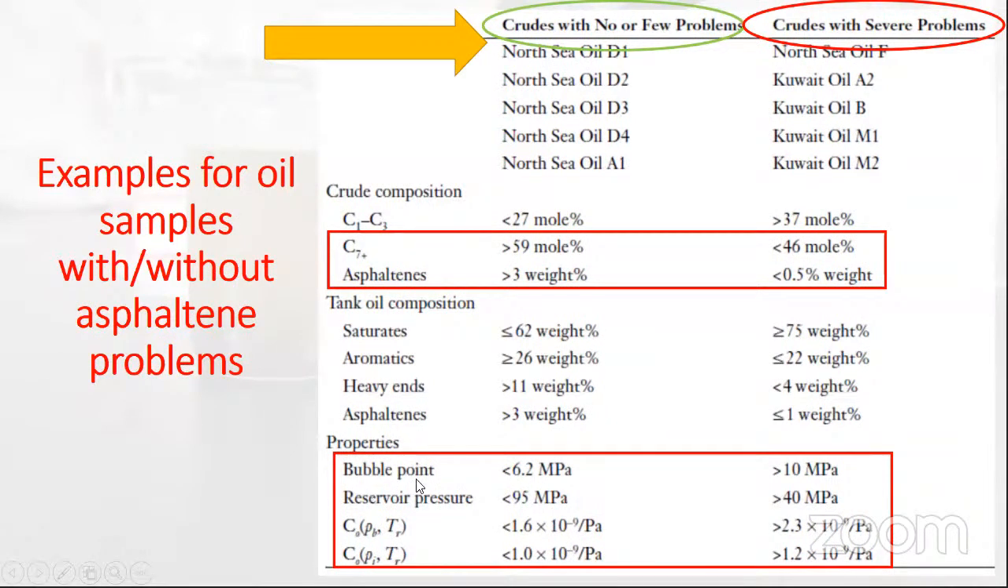Also, we can note the difference between the bubble point and the reservoir pressure. The bubble point here in the oil that has problems due to asphaltene is very high compared to the oil with no problems. Also, the reservoir pressure, we can note that it is higher in the crude with no problems. Also, the compressibility is higher in the crudes that will have some problems due to asphaltene.